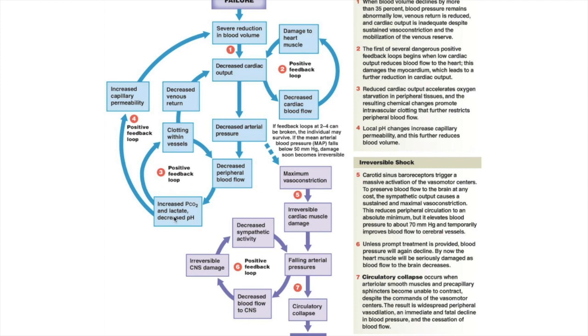And then also with the increased PCO2, lactate, and decreased pH, that increases the capillary permeability, so more nutrients can leave the capillaries. So that reduces our blood volume, again reducing our cardiac output, and again it's another positive feedback loop. So progressive shock involves positive feedback loops that accelerate tissue damage and can lead to circulatory collapse and death.